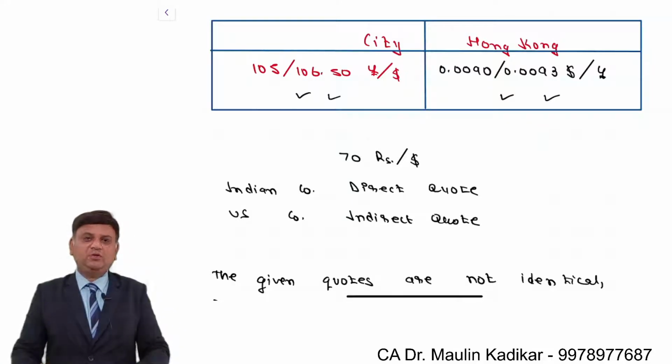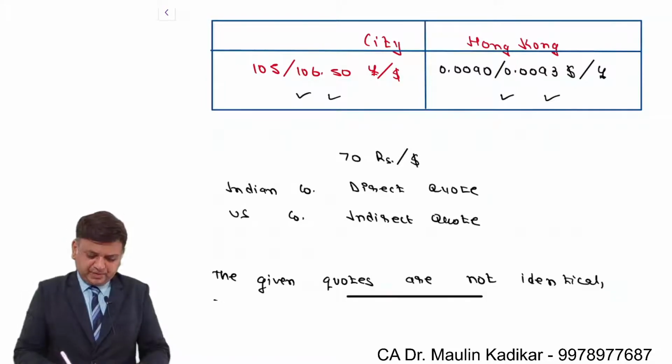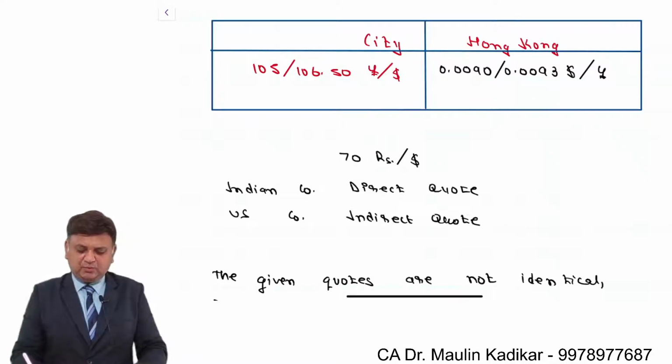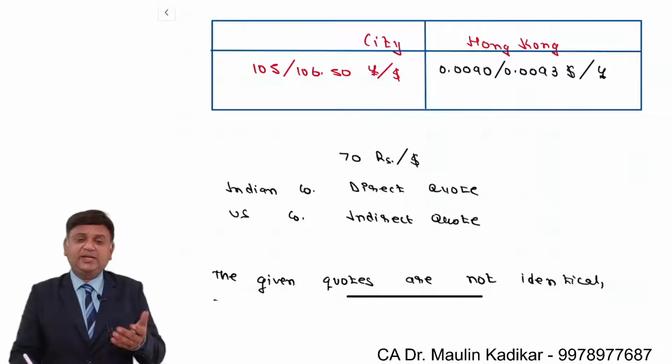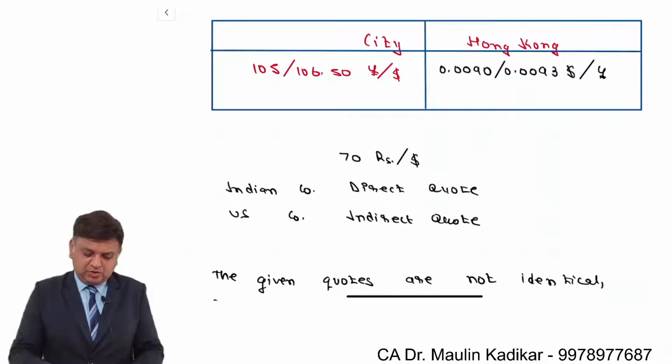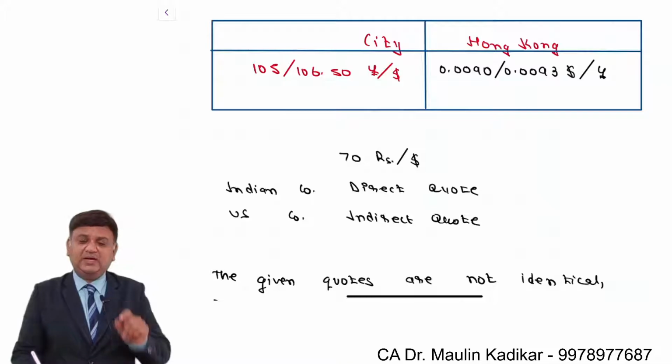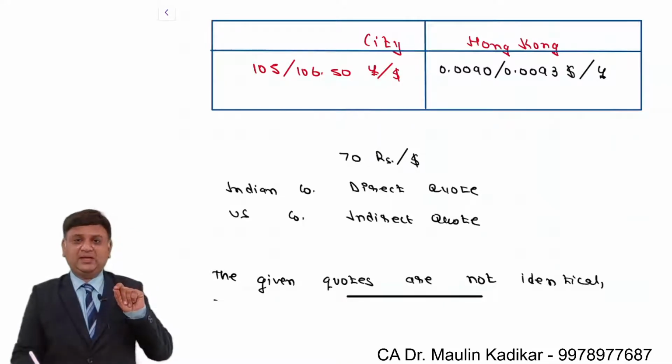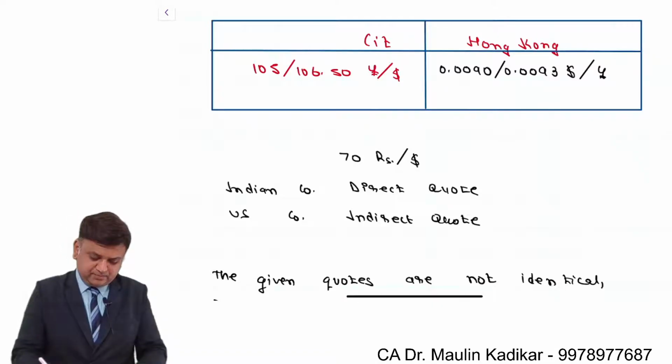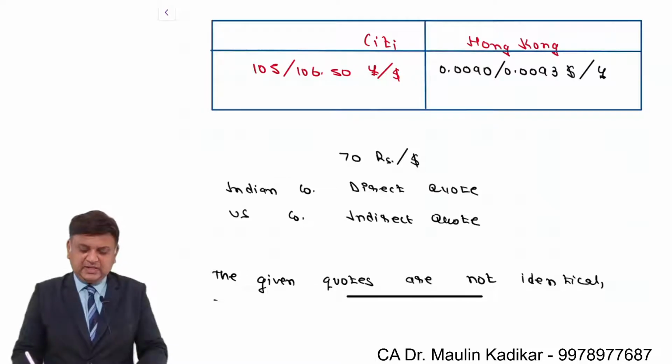So friends, in order to draw a conclusion whether arbitrage exists or not, we are required to make both the rates comparable. We can make it comparable by converting the Hong Kong Bank rate into yen per dollar, or we can convert the Citi Bank rate into dollar per yen. Either of the things we can do.